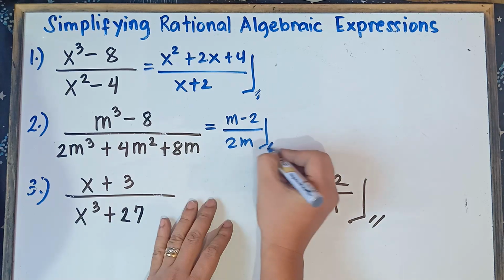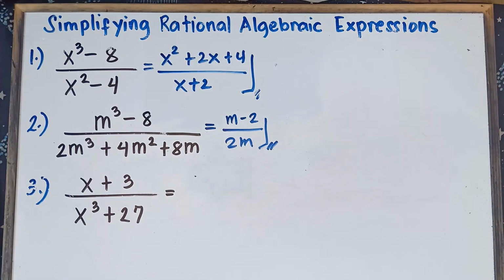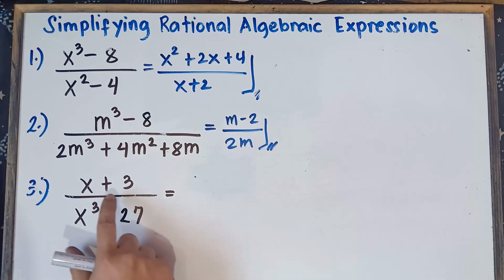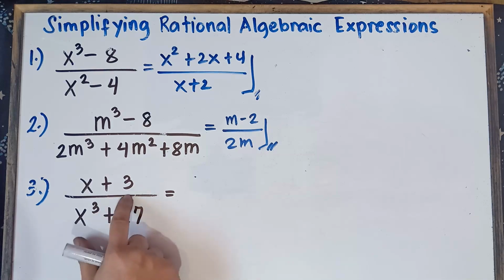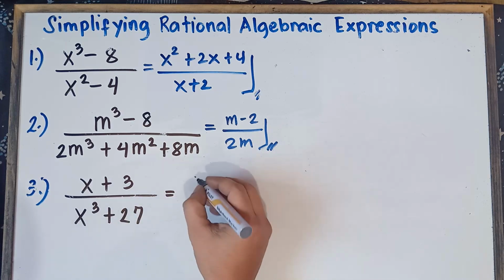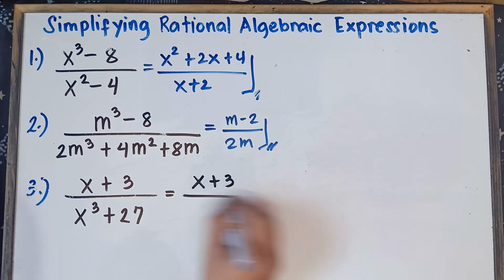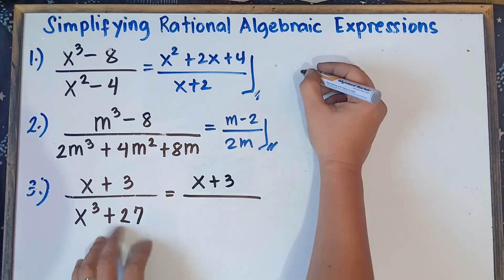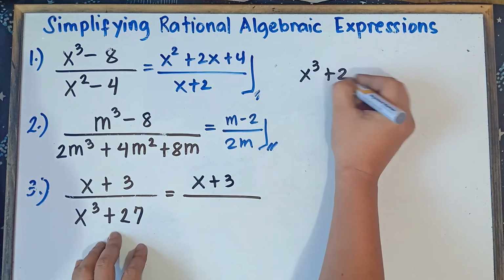All set. Alright, so let's proceed now to example number 3. So our given, we have x plus 3 over x cubed plus 27. So with regards to our numerator, x plus 3, we cannot simplify this one. This is the simplest form. So simply copy x plus 3. And then for our denominator, x cubed plus 27, we can still simplify this one.